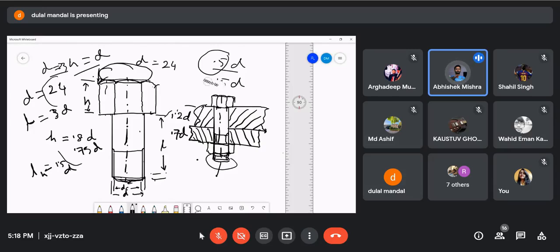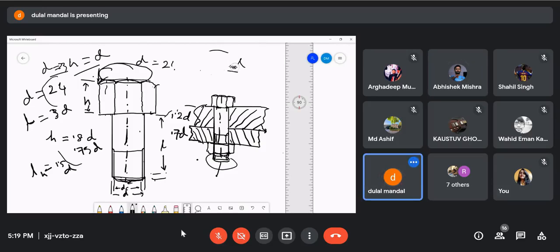Sir, the hexagonal head, if we consider a single face of the hexagonal head, it has some horizontal length. Is there a limitation for it? Does it have to be less than D or greater than D or DC? Yeah, okay. This one I told you 2D, right? Yes, sir. This one is normally taken 2D. It is a standard size. 2D is normally taken.